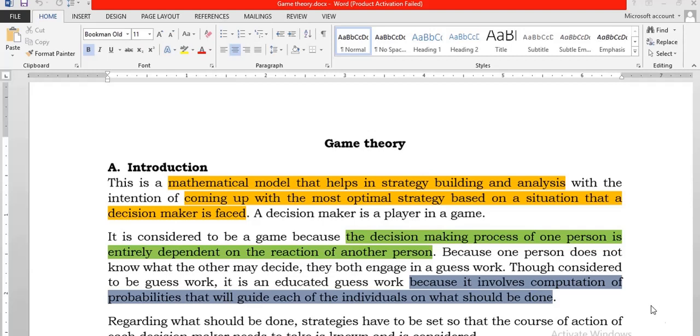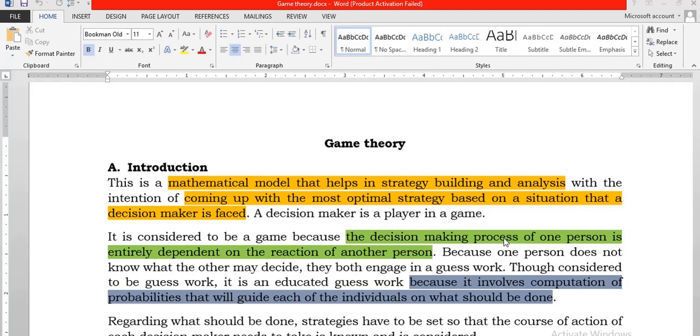Today we're going to look at game theory. Game theory is a mathematical model that helps in strategy building and analysis, as indicated in the notes. So basically what we're going to be doing here, we're going to be looking at every business scenario that we can face in terms of a game.